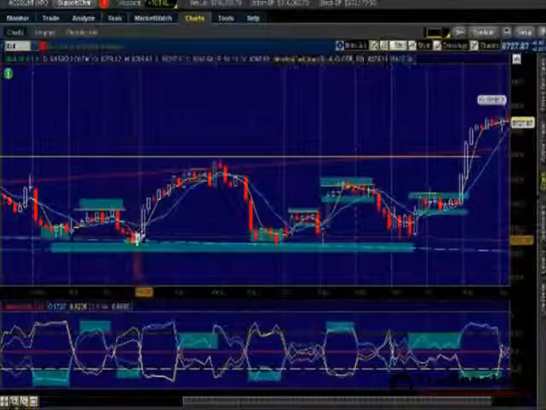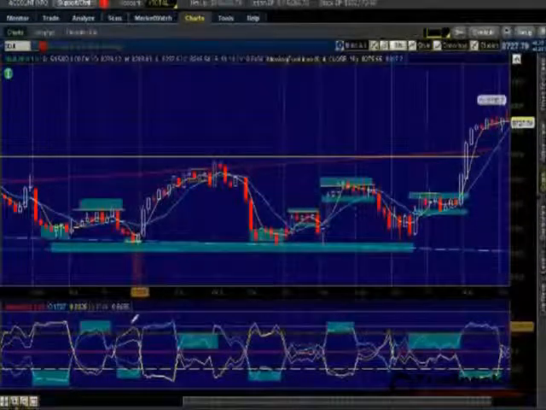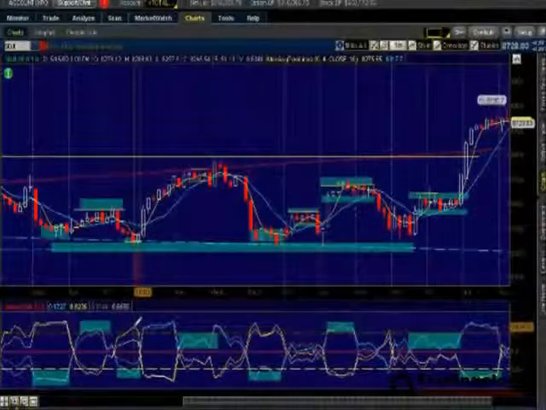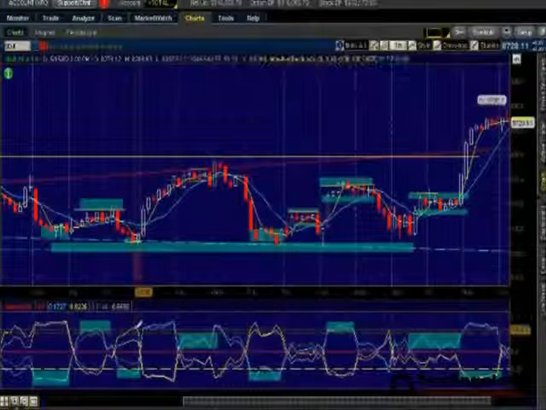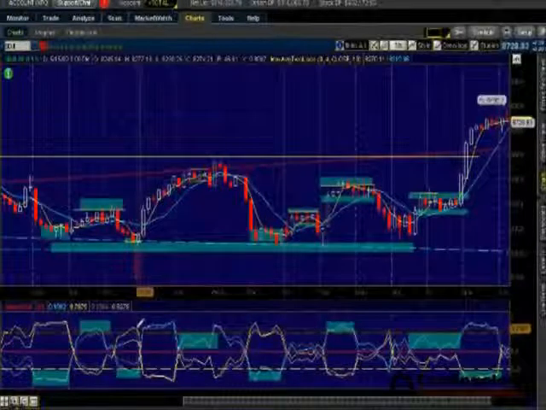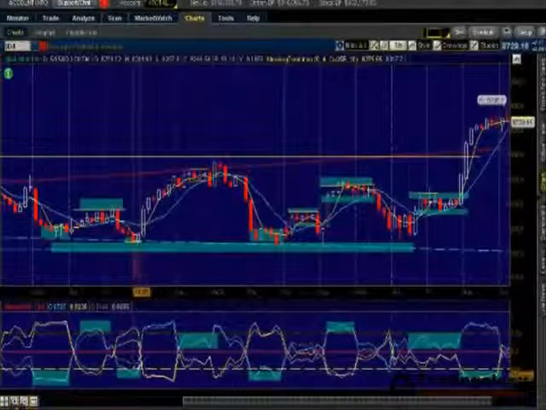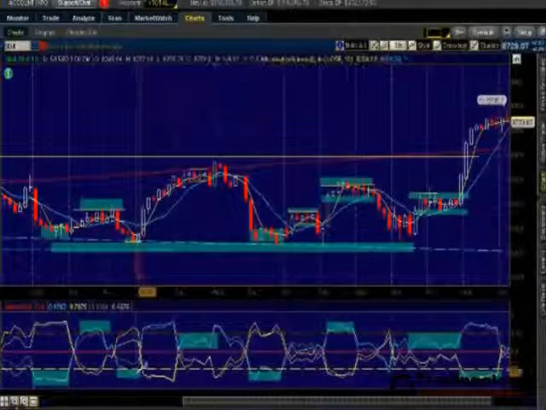And right at the end of the day, you had a little bit of an uptick, and you can see that the selling pressure, as indicated, started to slope down, which meant that buying pressure was starting to come into the market here. And you can see the upsloping buying indicator here.